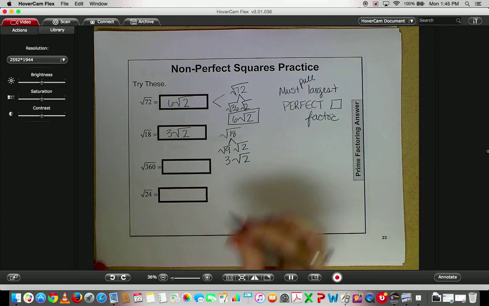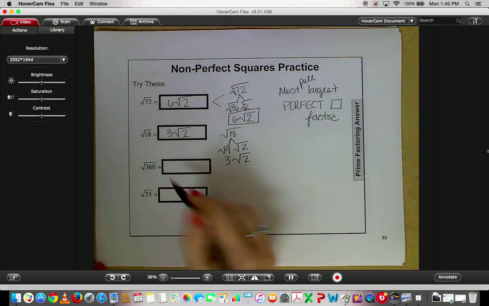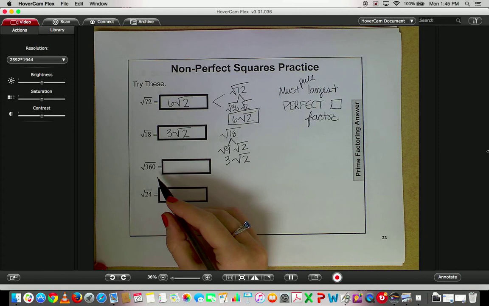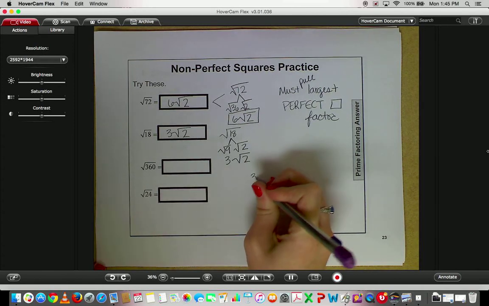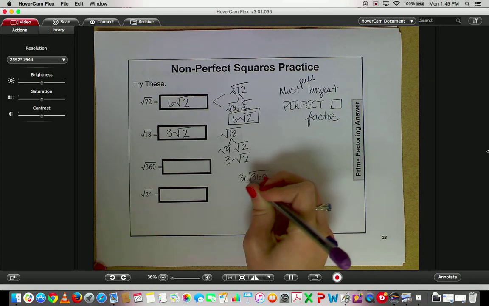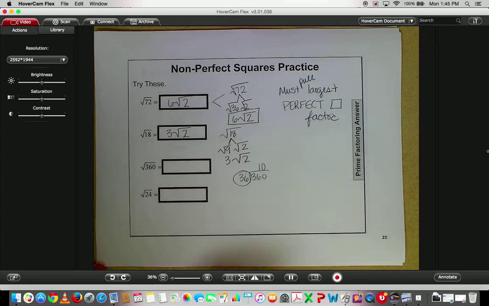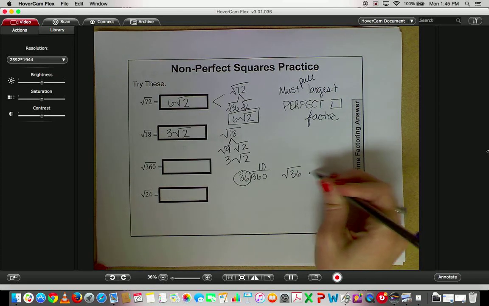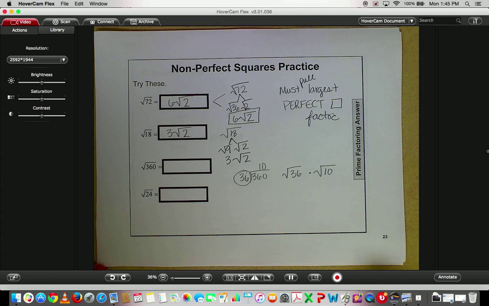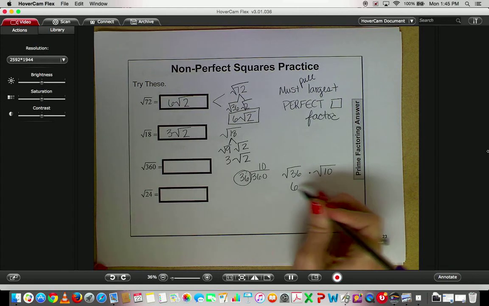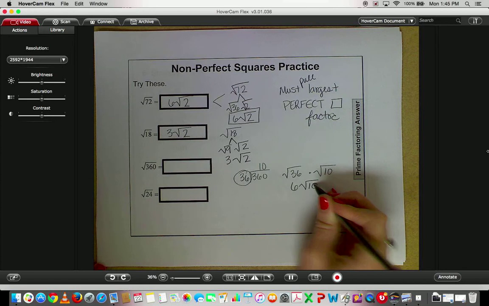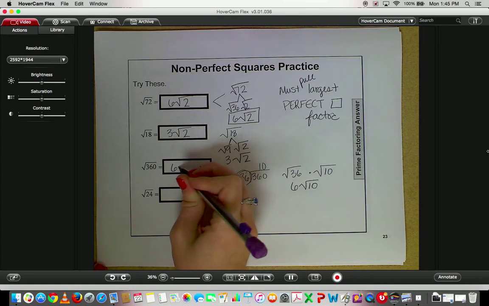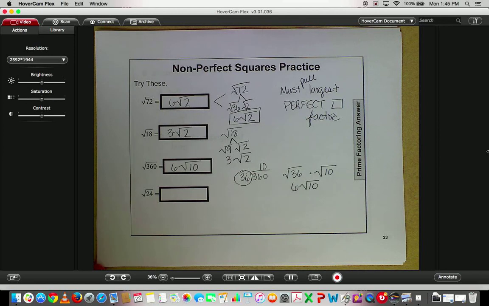All right, so then for 360, a lot of people looked at this and said, I don't know how to do this, so I'm not going to do it. Stop being lazy. 360 divided by 36 is 10. 36 is the largest perfect square that goes into 360. So you should have the square root of 36 times the square root of 10. The square root of 36 is 6. There is no simplified version of the square root of 10. So 6 square root of 10 should be your final answer.